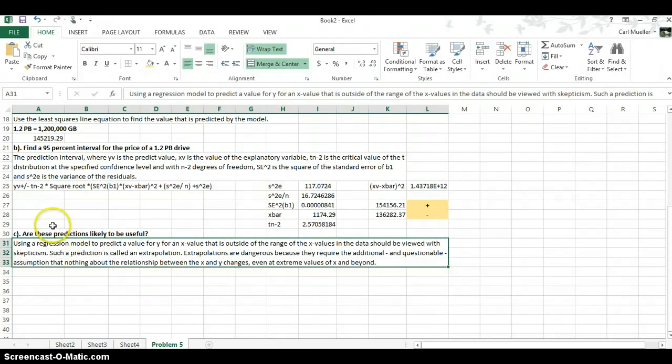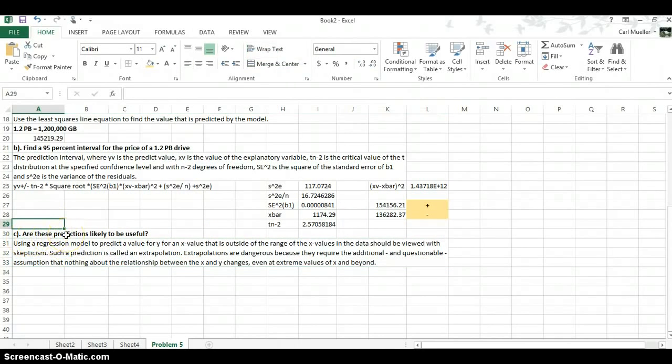And then part C, are these predictions likely to be useful? Well, using a regression model to predict a value for y for an x value that is outside the range of the x values in the data should be viewed with skepticism, and such a prediction is called an extrapolation. Extrapolations are dangerous because they require the additional and questionable assumption that nothing about the relationship between the x and y changes, even at the extreme values. So what does that mean?